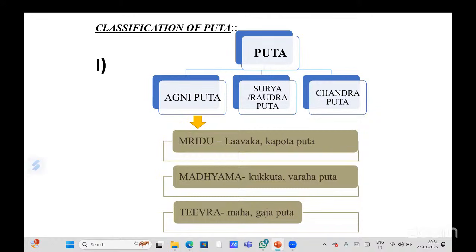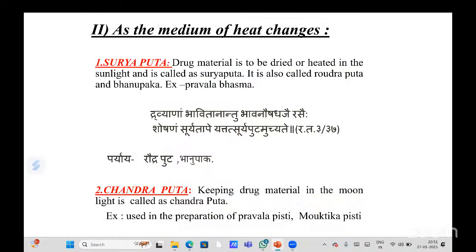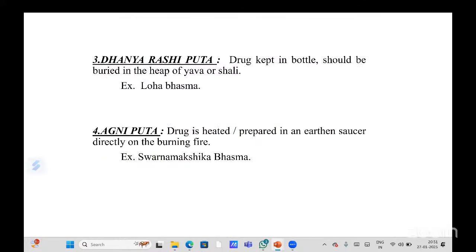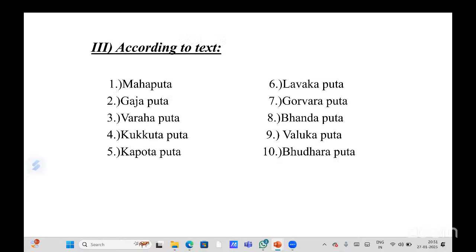Madhyama, we are having examples like Kukuta and Varahaputa. In Tivra, we are having Mahaputa and Gajaputa. As the medium, Surya Puta, Chandra Puta, Dhanarashi Puta and Agni Puta are there. Again, according to the text, we will get these Mahaputa, Gajaputa, Varahaputa, Kapota Puta, etc.